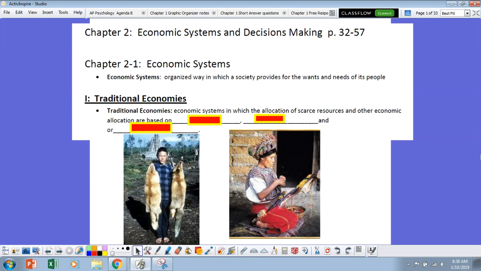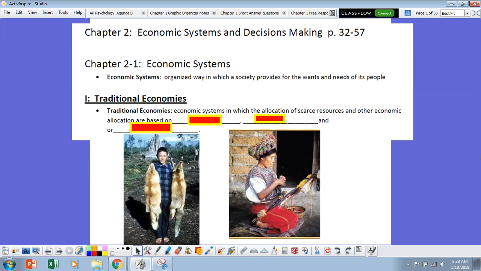And for this chapter, we're actually going to break this down into two parts. We're going to take a look at a couple different things here to start with, and then we'll have a second video with the second half so that it isn't a completely long video. So we're going to talk a little bit about economic systems and then eventually about the decision making.